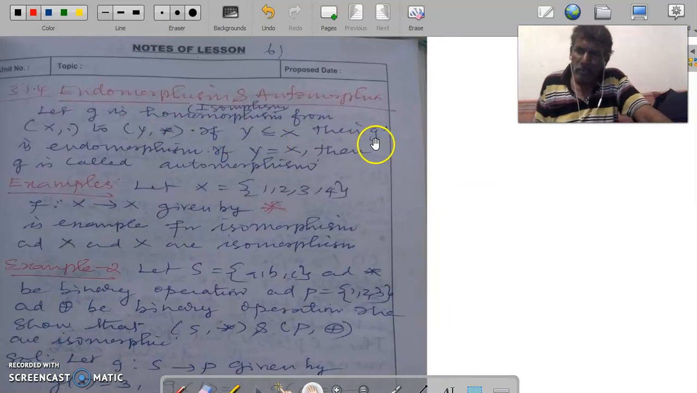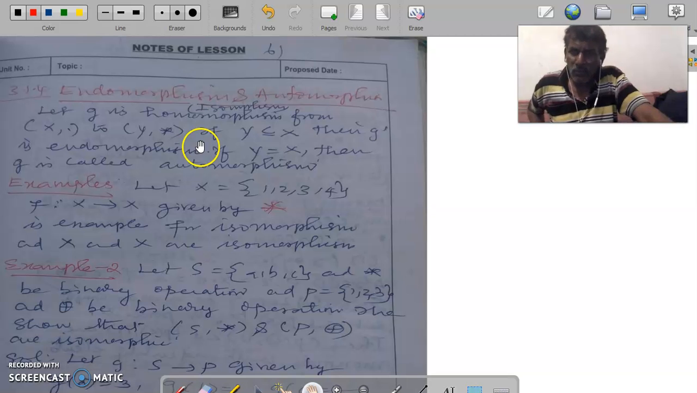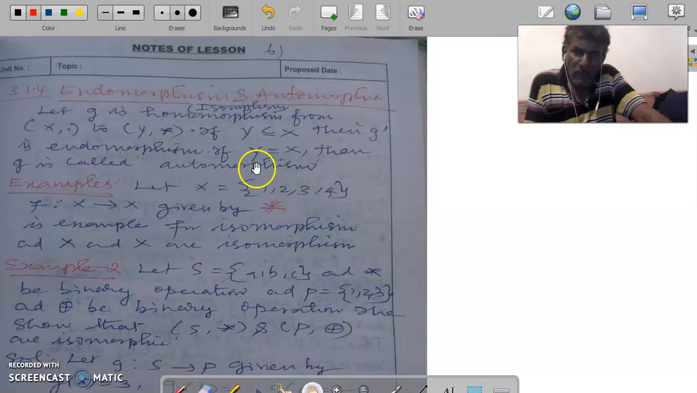Endomorphism and automorphism. If (x, dot) and (y, star) are two isomorphic structures, if y is contained in x, then G is an endomorphism. If y equals x, then G is called an automorphism. Okay, this is a good example for that.